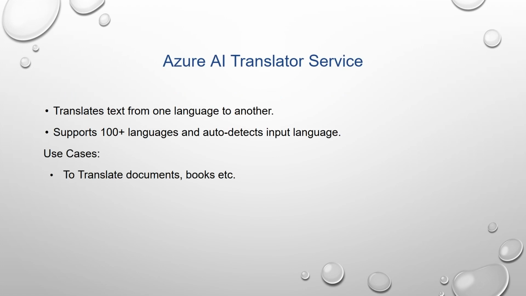Now the next service I want to discuss is Azure AI Translator. Again, it is to translate text from one language to another, and it supports 100+ languages. It can auto detect the input language, and the use case is to translate documents and books. So AI Translator is used for text to text translation. Let us see Translator in action.